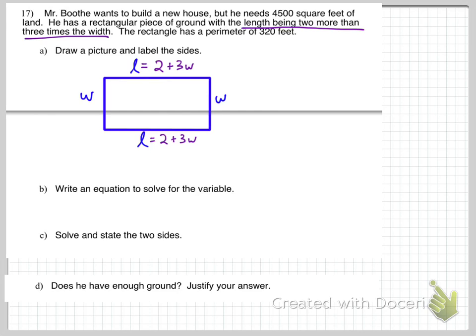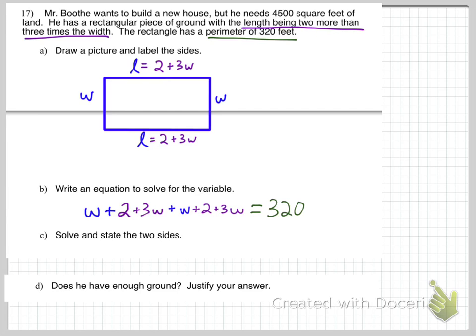Now we've done part A, let's write an equation and solve for the variable. Well, we know that the perimeter is 320, so let's add up all the sides, and that's going to be 320. The other part we know is that if you add up all the sides, so w plus 2 plus 3w plus w plus 2 plus 3w, add all those up and you get the perimeter. You could do w plus L, but that would leave us with 2 variables, and then we could solve it.